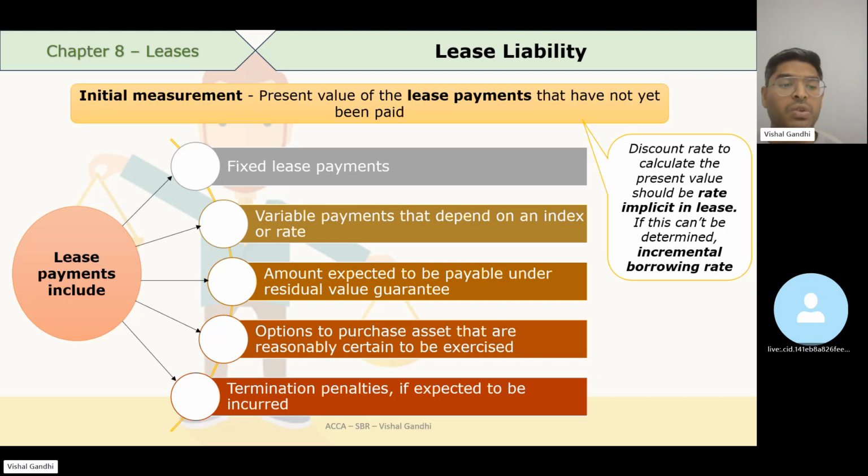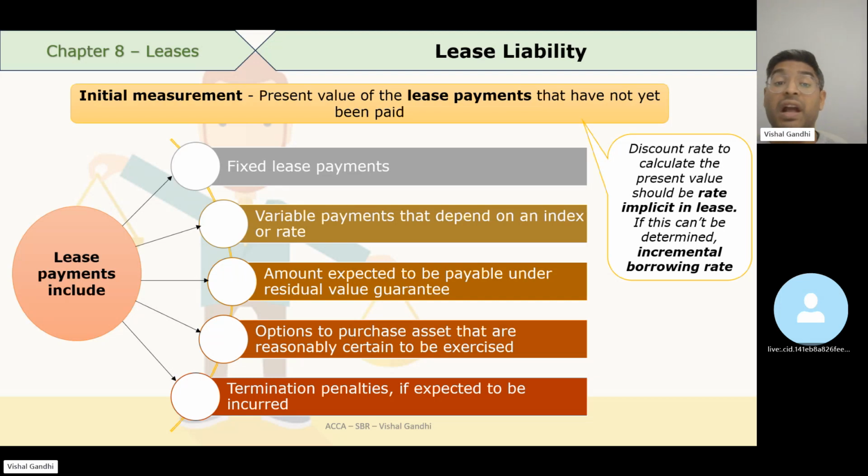Now what all is included? So lease payments include, first, fixed lease payments, whether yearly, monthly, quarterly or semi-annually. We need to take the present value of all those fixed lease payments. Second, variable payments that depend on an index or rate. So for example, if the payments are changing as per the inflation rate or the consumer price index, then we need to consider those variable payments as well in the lease payments.